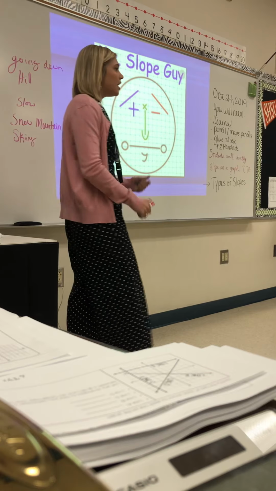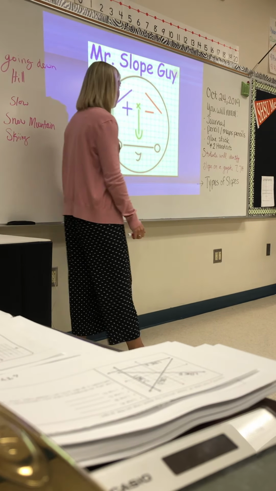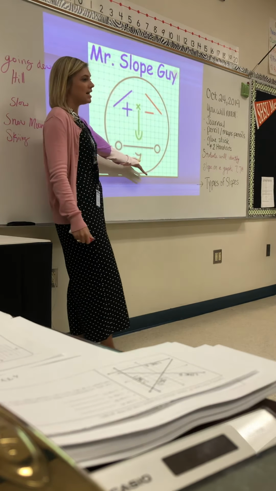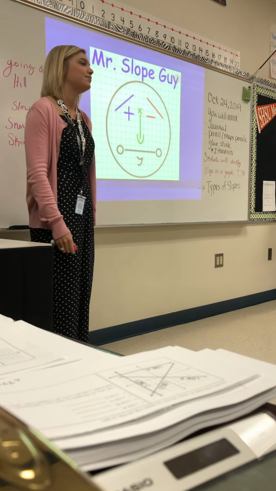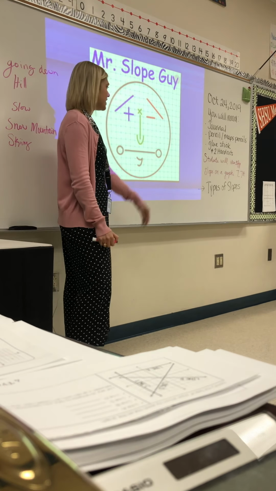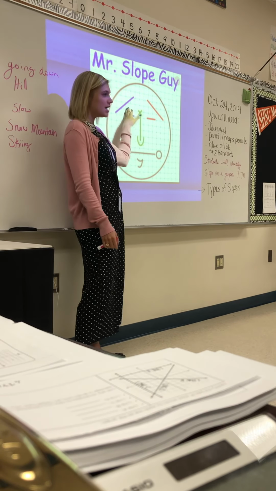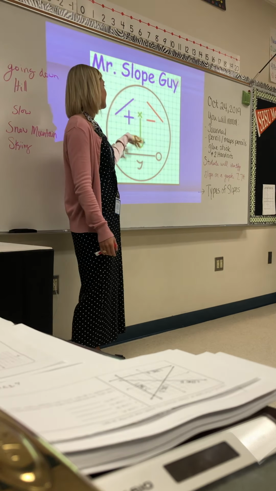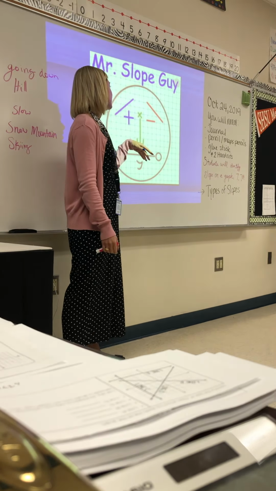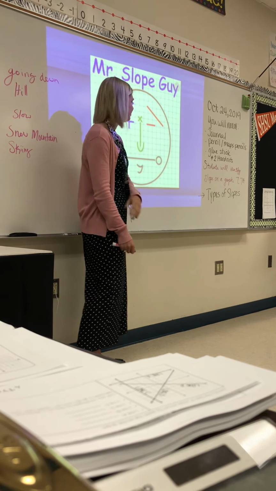So one way to help us remember slope is Mr. Slope Guy, or some people say Slope Man. Make sure to write him down. We got the happy side of Mr. Slope Man, and his eyebrow is positive. He's like, oh yeah, I got this. And then we have the sad side of Mr. Slope Man, and he's kind of frowning, and that's the negative.